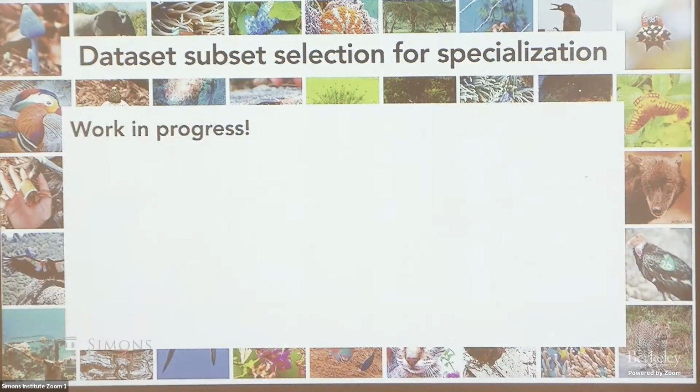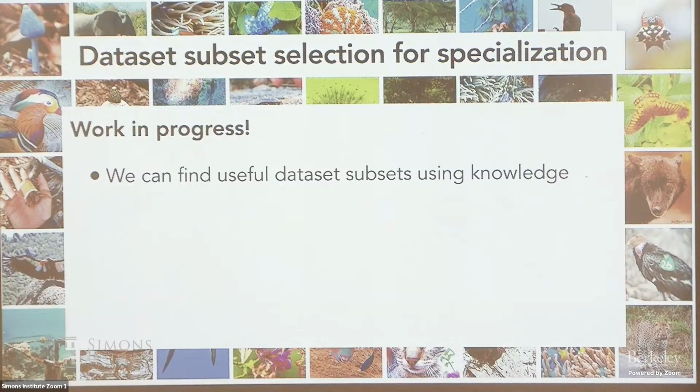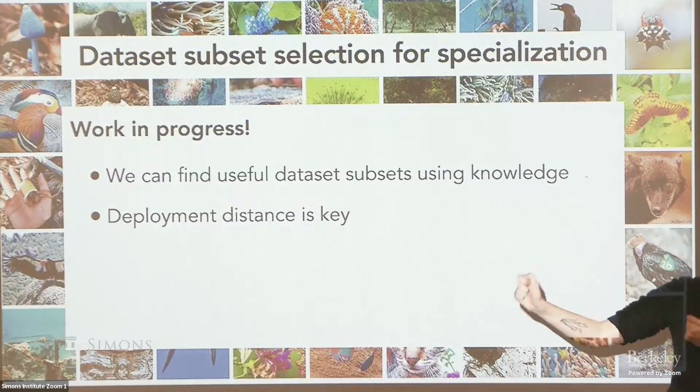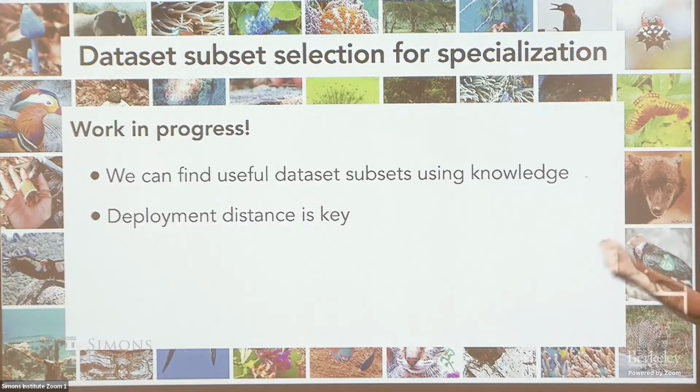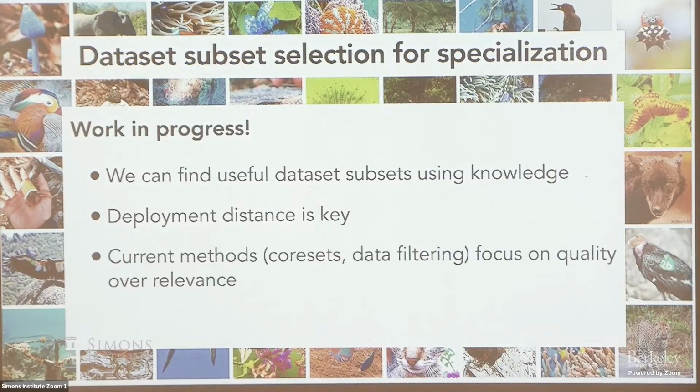It's work in progress, but some of the things we found is we can find more useful data subsets using knowledge for basically almost everything. Particularly as the distribution distance, the distance in the distribution from the aggregate training data to a specific deployment is larger, the relative value of this subset selection goes up. Also, a lot of current methods, things like core sets and data filtering, seem to focus on quality over relevance, right? So we don't necessarily have methods that are good at understanding relevance. They're just good at understanding quality.